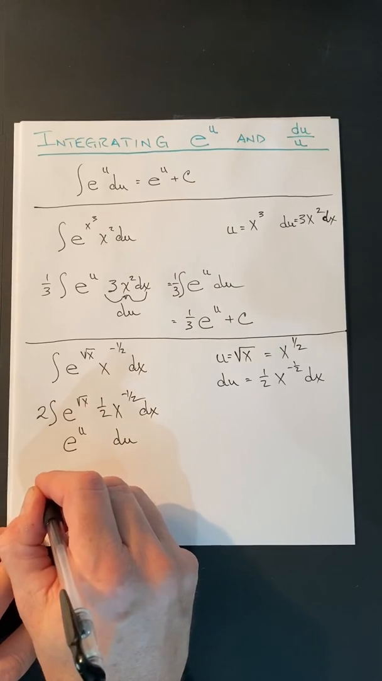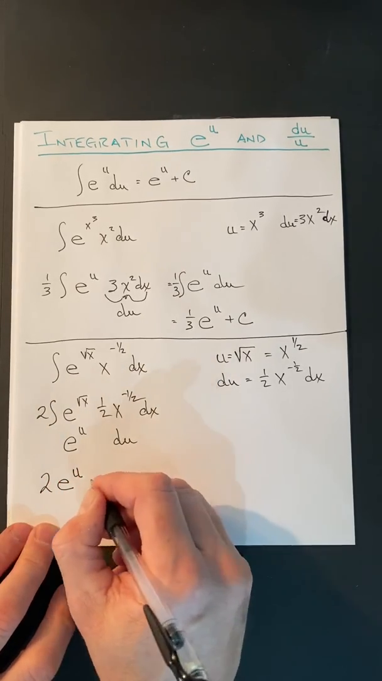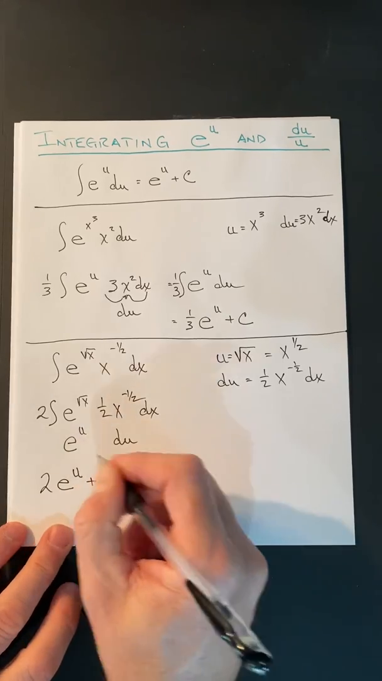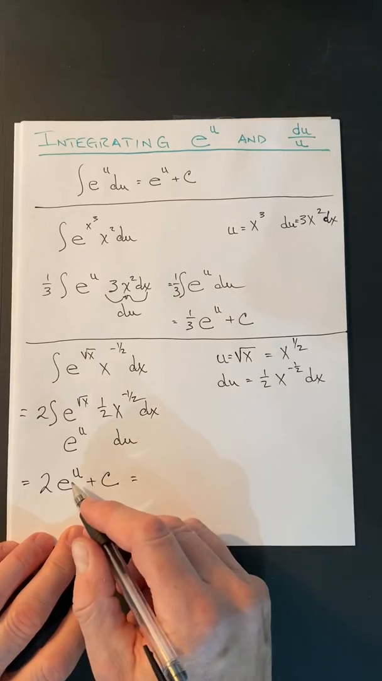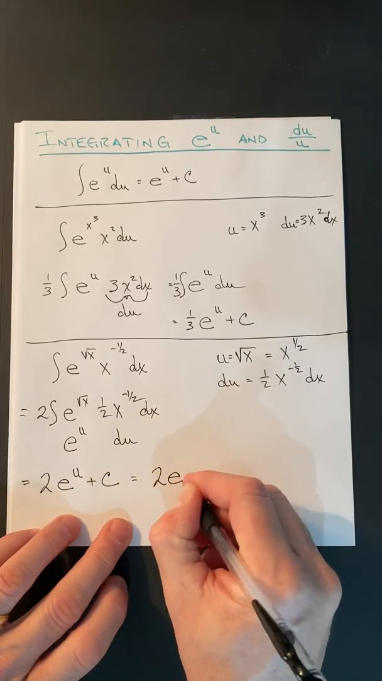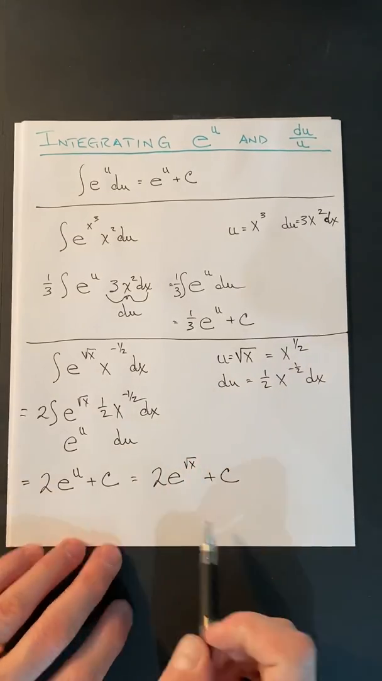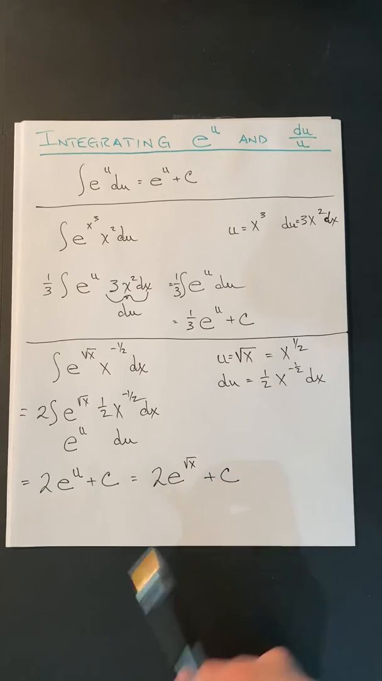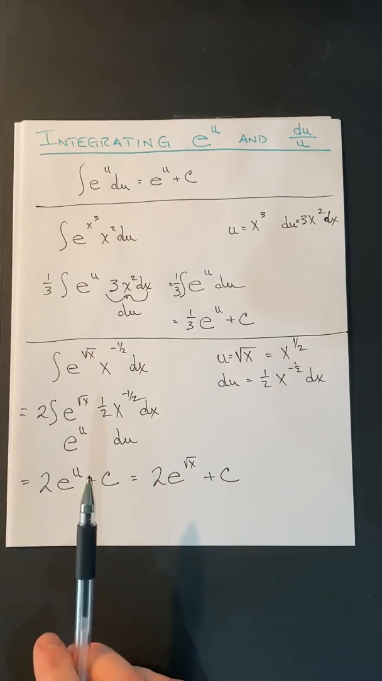So now I end up with 2e^u plus c, right? And then I substitute back in my u, so 2e to the radical x plus c, and then that would, of course, be my answer for that particular problem, okay?